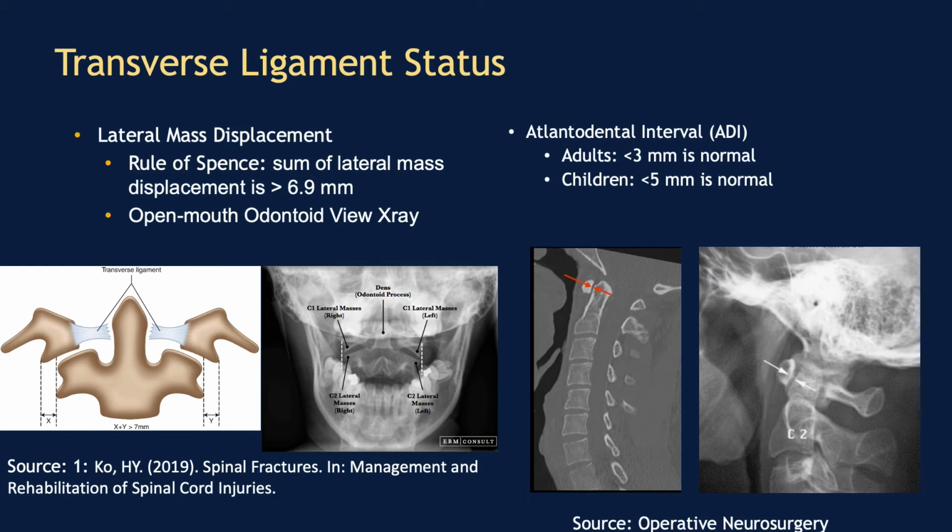Additionally, the dens interval calculated on CT or lateral X-ray can also help determine the status of the transverse ligament, as injury to the ligament allows for C1-2 subluxation and enlargement of the space between the arch and dens. Greater than 3 millimeters in adults or 5 millimeters in children is highly suspicious for transverse ligament injury. Lastly, an MRI of the cervical spine without contrast can also directly evaluate the integrity of the transverse ligament.